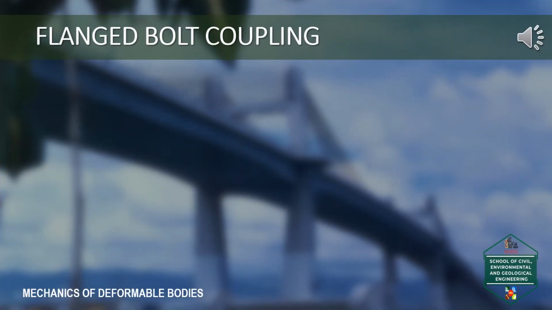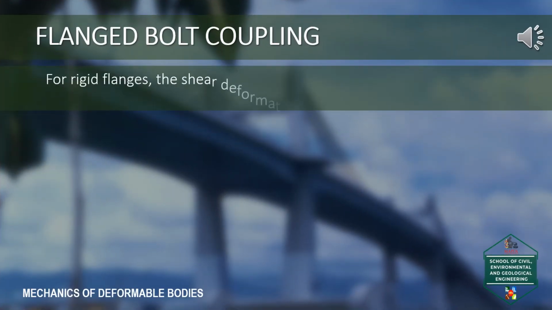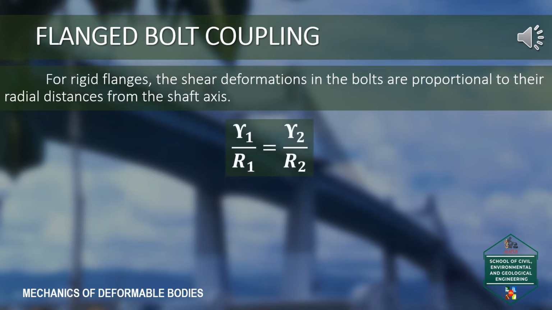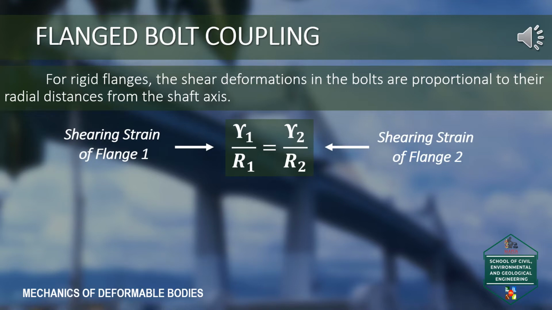For rigid flanges, the shear deformations in the bolts are proportional to their radial distances from the shaft axis. The shearing strains are related by the equation. The shearing strain of flange 1 is equivalent to the shearing strain of flange 2, wherein the shearing strain is calculated through dividing the shear deformation in the bolts by the radial distance from the shaft axis.